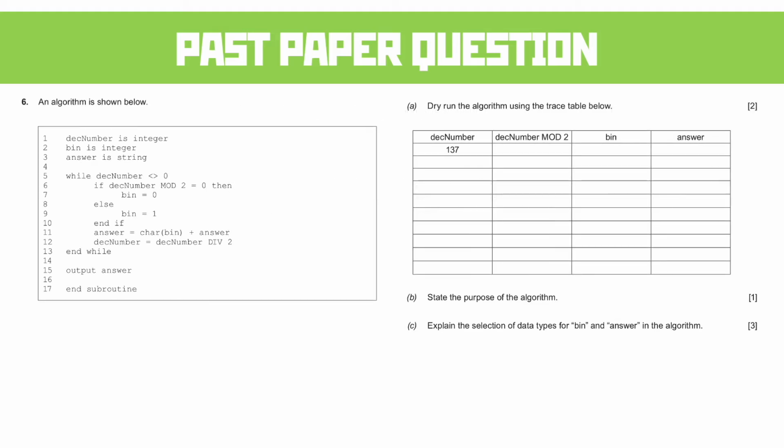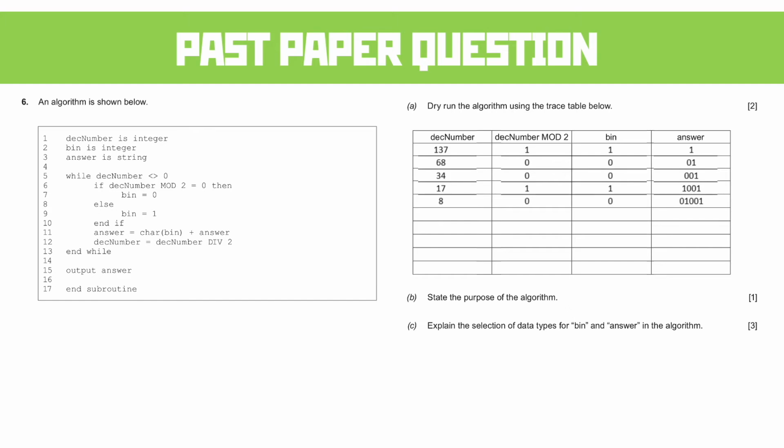Question 6 here, there's an algorithm, let's dry run it. Well, if we start off with that first iteration, where the decimal number is 137, mod 2 is 1, the bin of it is 1, and the answer is 1. 68 then is 0 and 0, and the answer becomes 01, because we're concatenating there. 34 is 0 and 0, and our concatenated answer is 001. Notice we're concatenating at the start of it. Then we've got 17, which gives us a 1 and a 1, so we end up with 1001, and hopefully now you're starting to see what's actually happening.